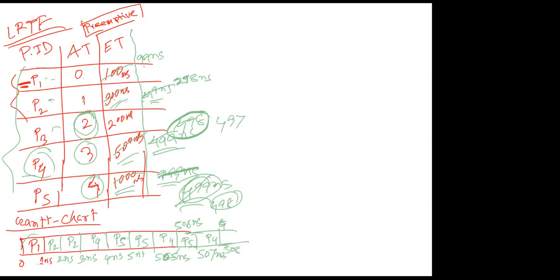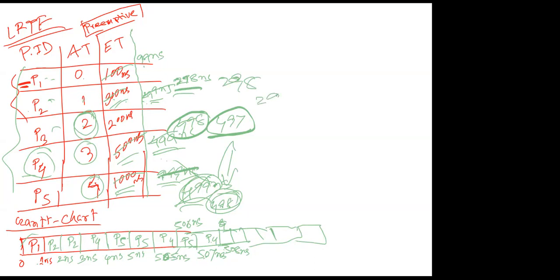Okay, 507 plus 1 nanosecond, 508 nanosecond, and then again it will switch to process P5 because now P4 is not the longest executable process. Now process P5 will be executable again. So you know that it always switches back and forth between process P4 and P5, until it reaches 298 nanosecond.